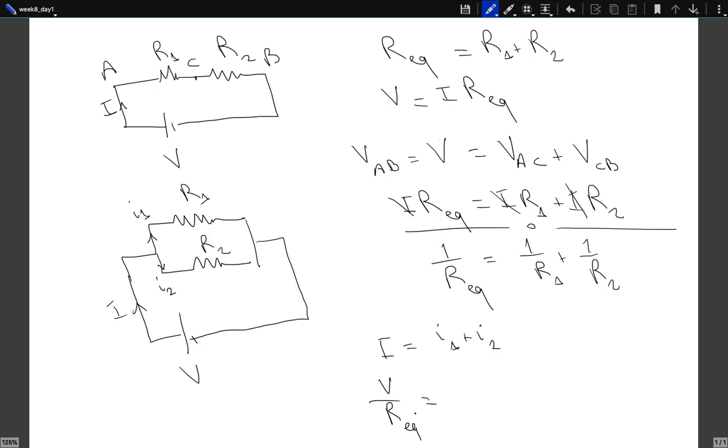Now this time, since the battery is connected across R1 and also across R2, the potential difference across both of the resistors is the same, and the current running through them is just V over R1 plus V over R2. So the V's we can just cancel, and we get the expression for the equivalent resistance of resistors connected in parallel. Now, any questions up to here?